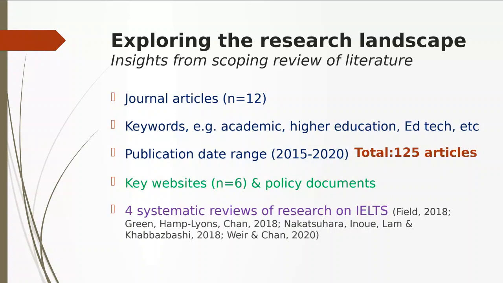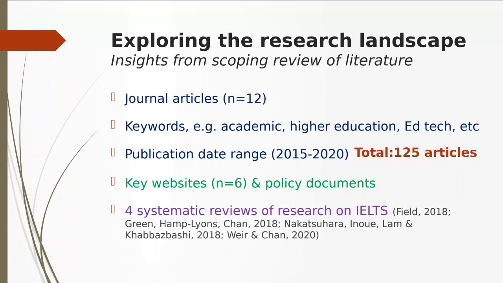So what we did was we pre-selected some journal articles that we thought might be most relevant. We selected 12, which includes all the language testing journals and some of the journals that are more on the technology side, for example, Educational Technology Systems and Computers and Education. And then we did a search through identifying different keywords like academic, higher education, edtech, automatic, remote, virtual, that sort of keywords.